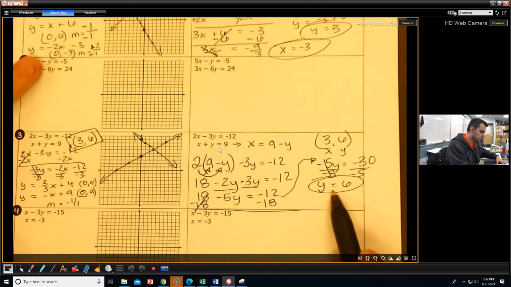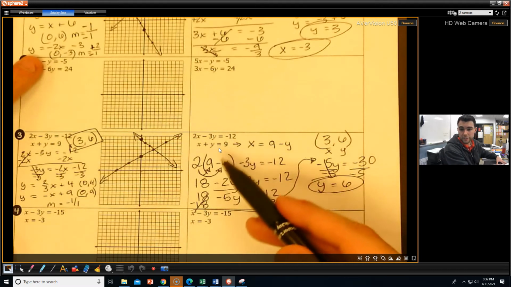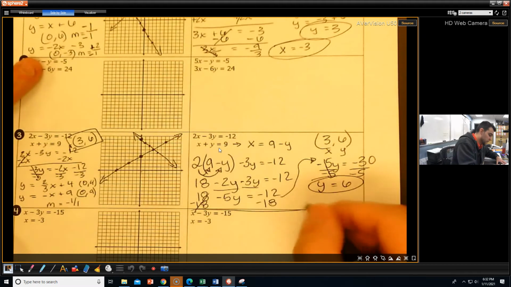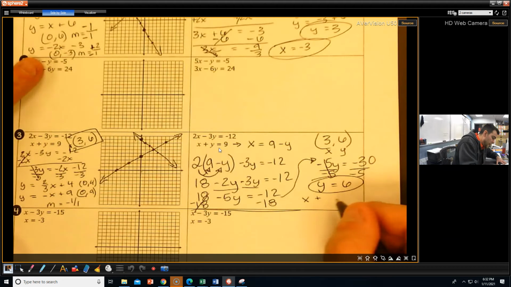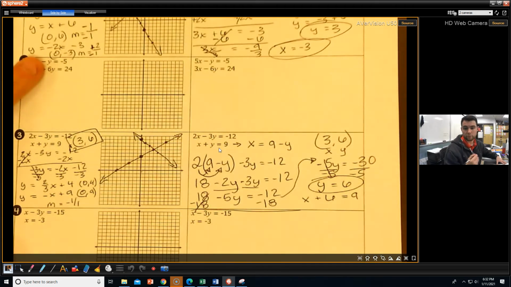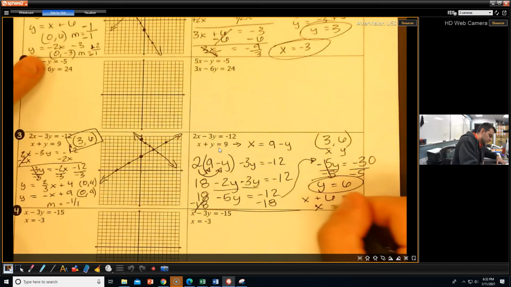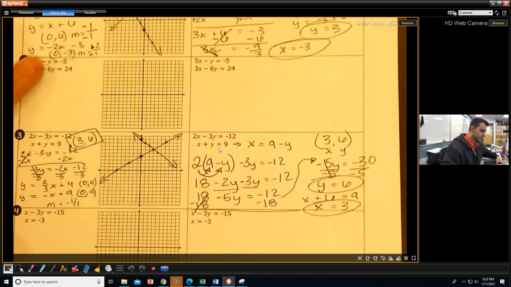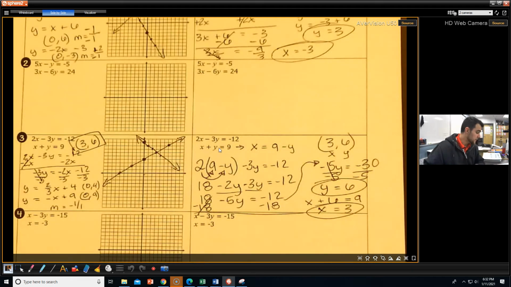Now I take that y equals 6, and I can plug it back into either of these equations. I'm going to choose the easy one. I'm going to do x plus y, which is now 6. X plus 6 equals 9. Subtract both sides by 6. X is going to end up equaling 3. And I am done. Okay, that guy is finished.